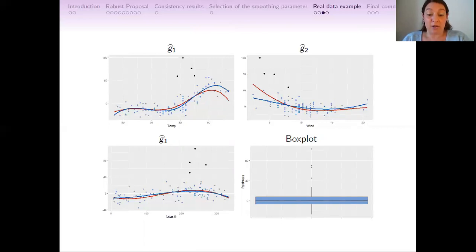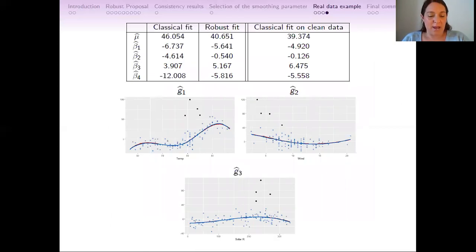To study the influence of these observations on the classical fit, we recomputed the classical estimation without these 4 observations, and we obtained the following results. This table contains the estimations of the parameters mu and vector beta. The first 2 columns correspond to the classical and robust fits using the complete dataset, that is, with 111 observations. But the third column corresponds to the new estimated parameters by the classical fit without these 4 observations.